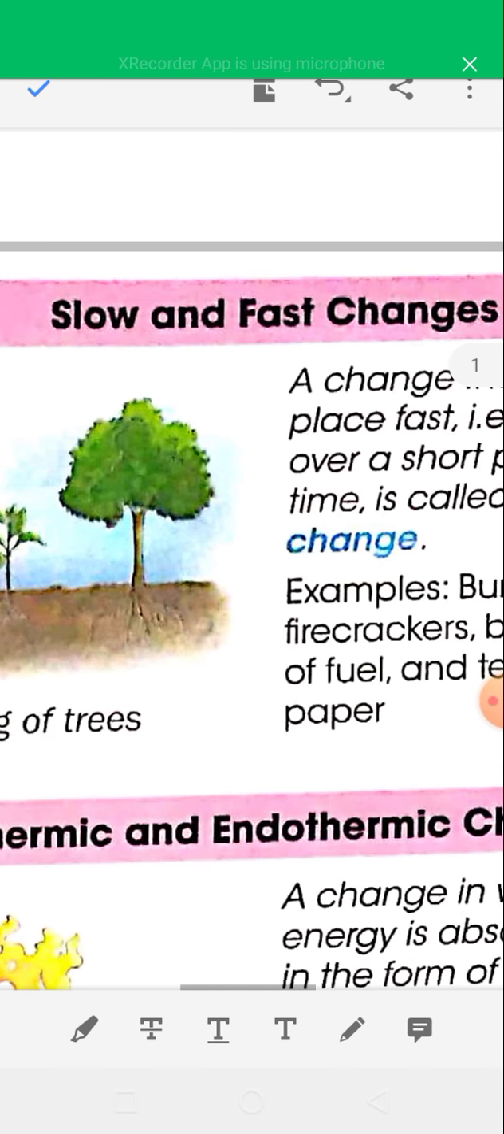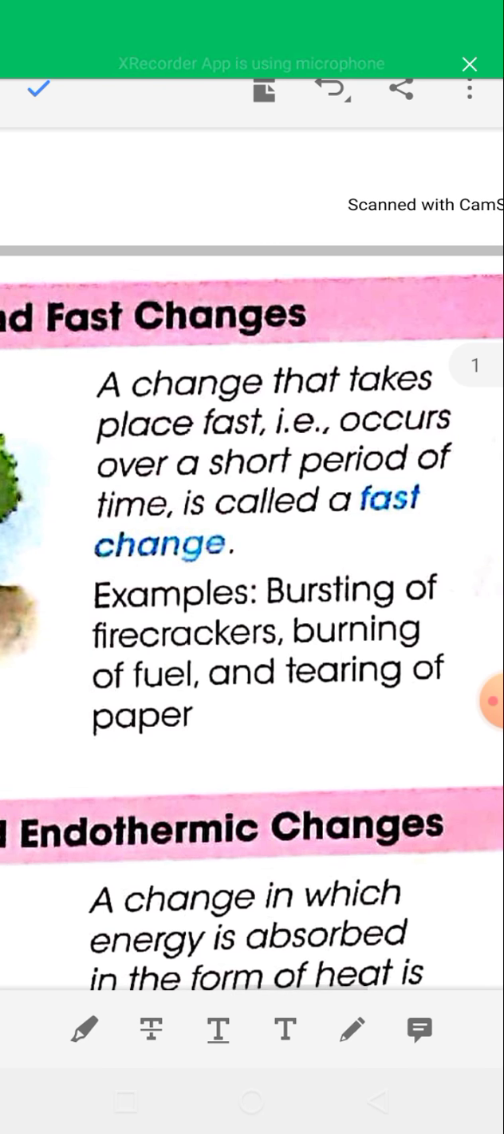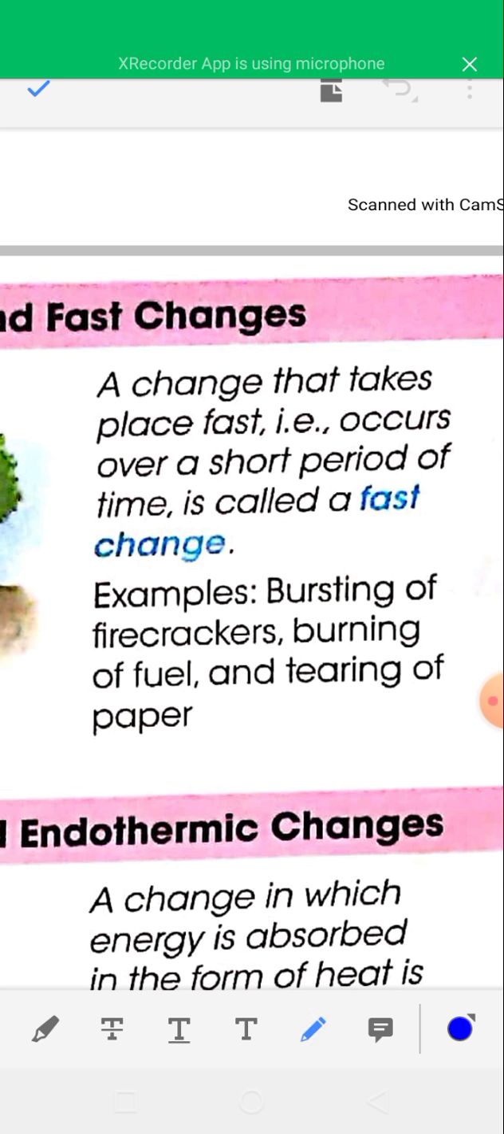And now fast change, a change that takes place very fast, that occurs over a very short period of time, is called fast change. For example, bursting of firecrackers, burning of fuel, and tearing of paper, these are very fast changes.